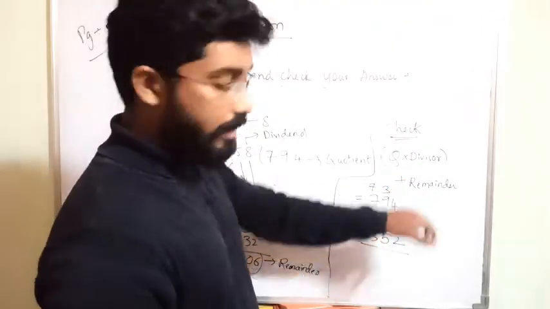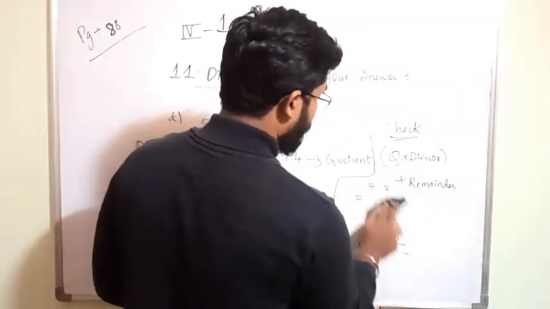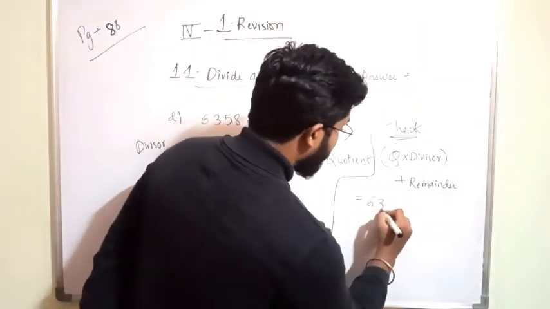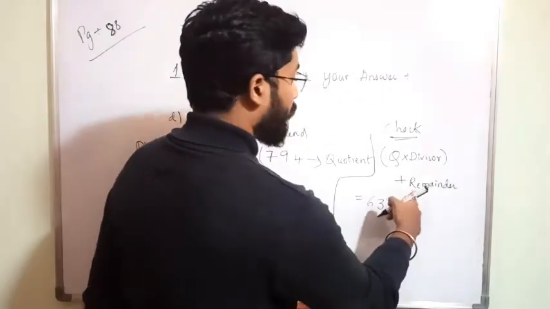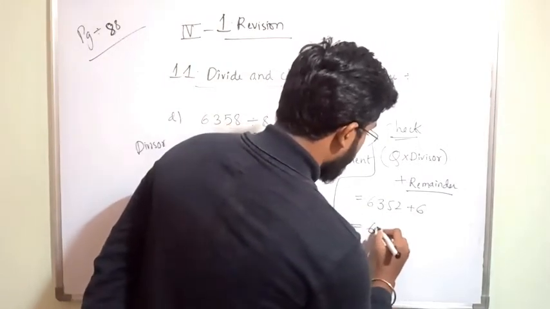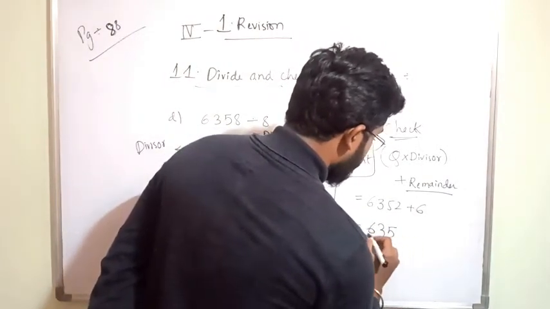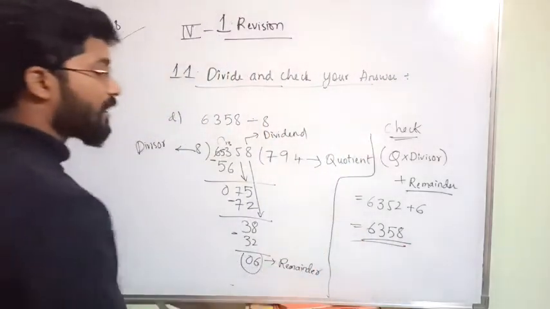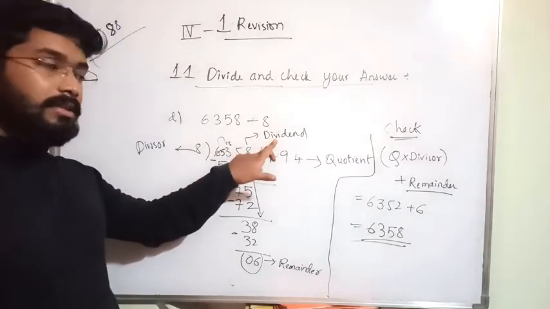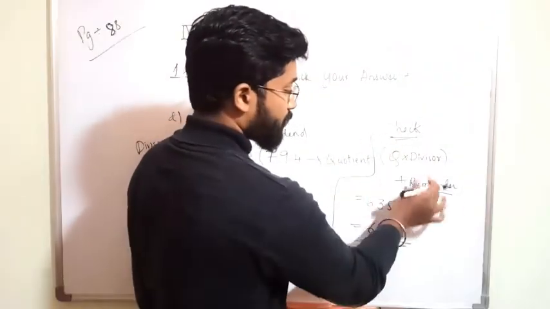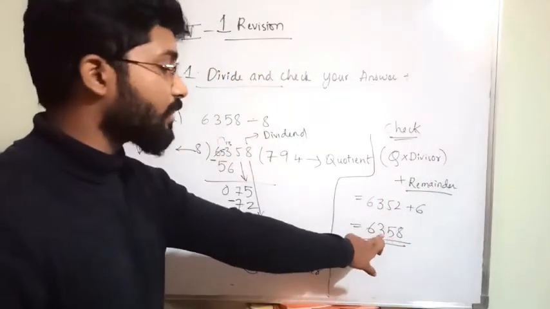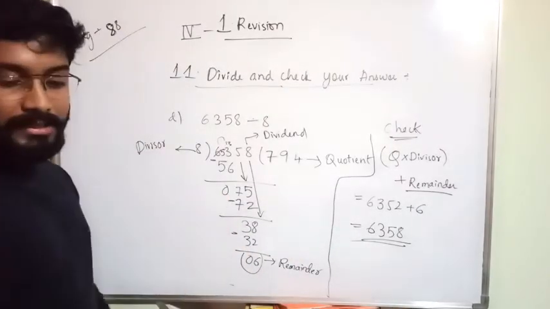For that you have to add the remainder, no? So our number is 6352. If you do quotient into divisor, you get 6352, plus you have to add the remainder. What is the remainder? 6. 6352 plus 6, so how much will it become? 6358. 6358 is the answer. Did you get this? So you should get the dividend, no? At last, this total process should be equal to the dividend. So you got the dividend, no? How much? 6358. So whatever you did is correct.